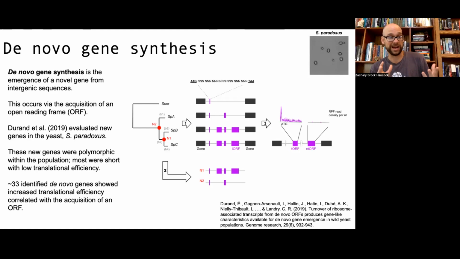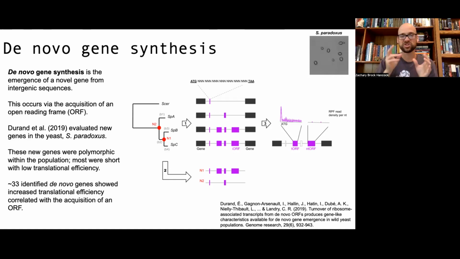Now, what Durand found is that for the majority of these open reading frame acquisitions in these intergenic regions unique to Paradoxus, most were very short, and they had low translational efficiency. So they were not translated very often, and so they had very, very low copy numbers, even transcriptionally within each one of the cells. However, around 33 identified de novo genes showed increased translational efficiency that was correlated with the acquisition of an open reading frame.